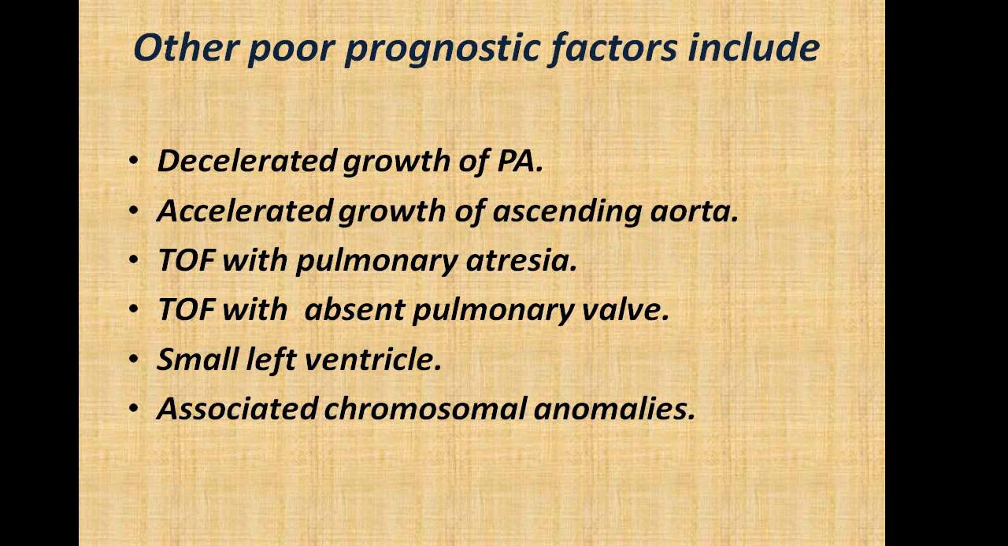Other poor prognostic factors include decelerated growth of pulmonary artery, accelerated growth of ascending aorta, tetralogy of Fallot with pulmonary atresia and with absent pulmonary valve, small left ventricle, associated chromosomal anomalies.